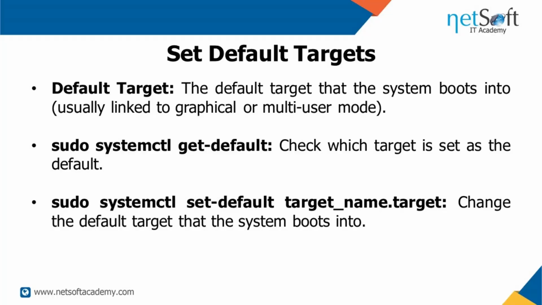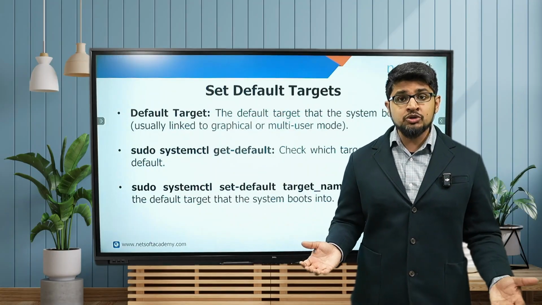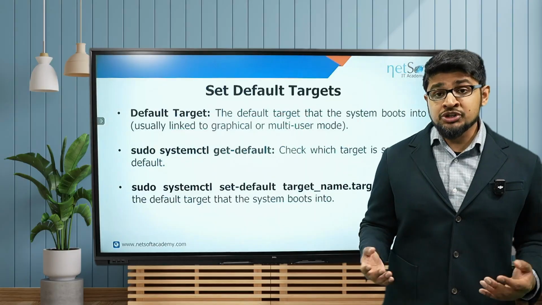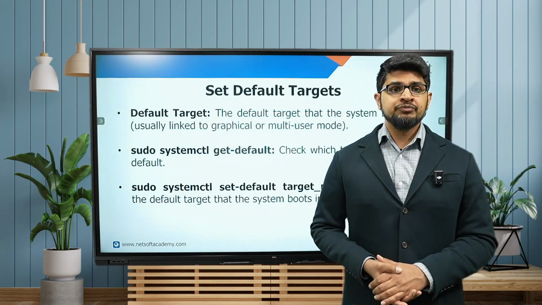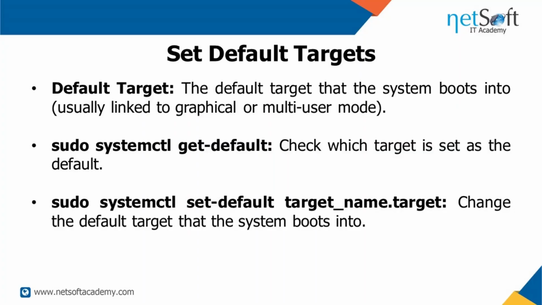In this, we're going to discuss really two separate commands. One of them is systemctl get-default to check which target is set as the system default target. Whenever you reboot or restart or boot up your server, this is the target that your system is booting into. You can set a new default target with the command systemctl set-default followed by whatever target you want to set as the system default target.